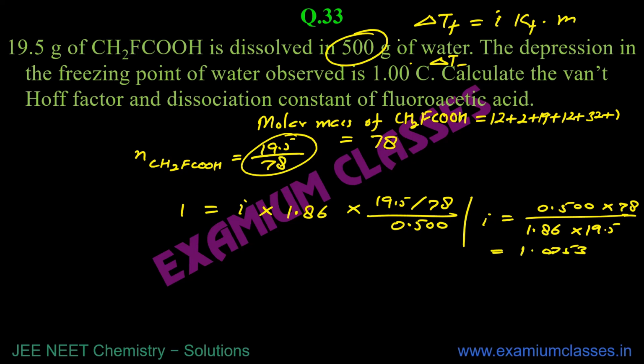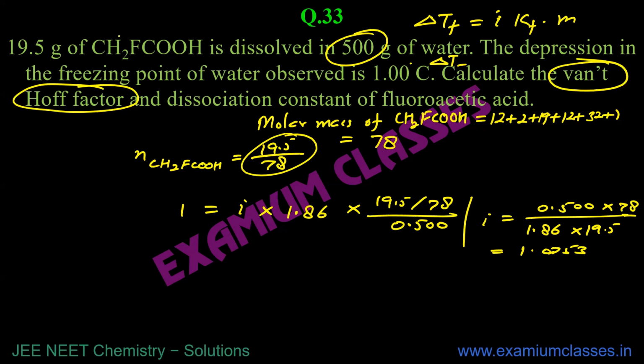So that is the value of i you got, and this was what was asked. Okay, Van 't Hoff factor you have obtained. Now you have to obtain the dissociation constant of fluoroacetic acid. For that you need to write the reaction.